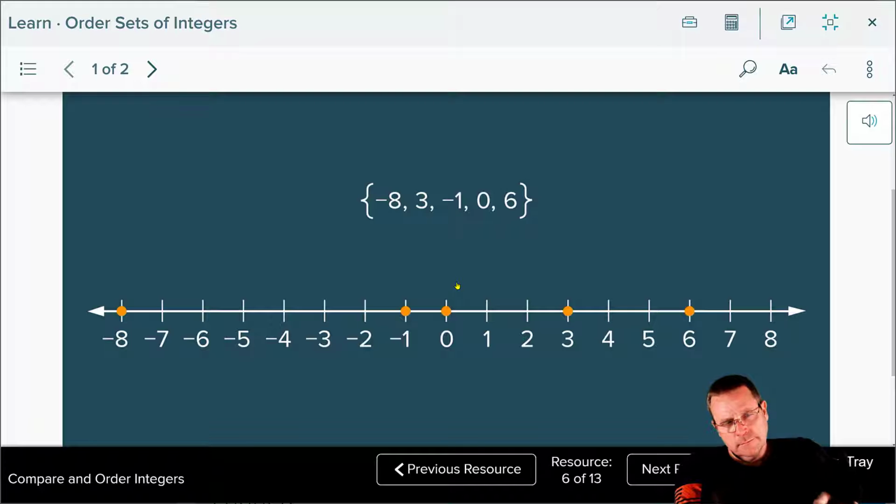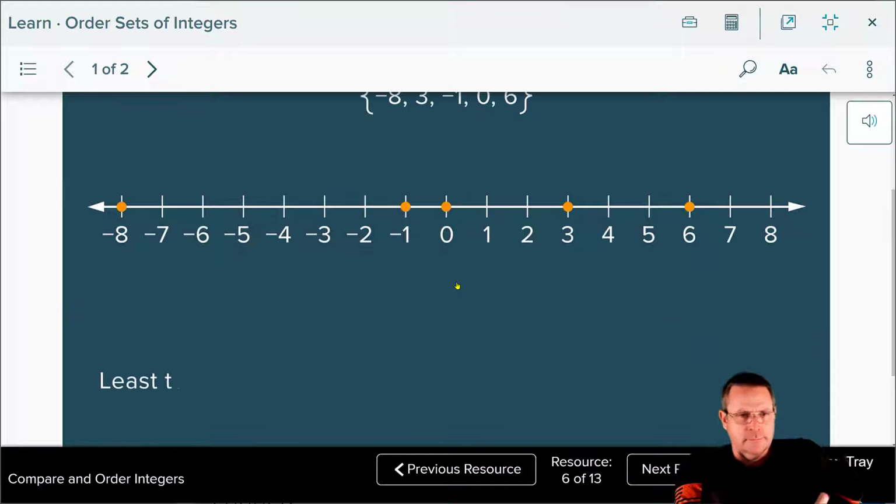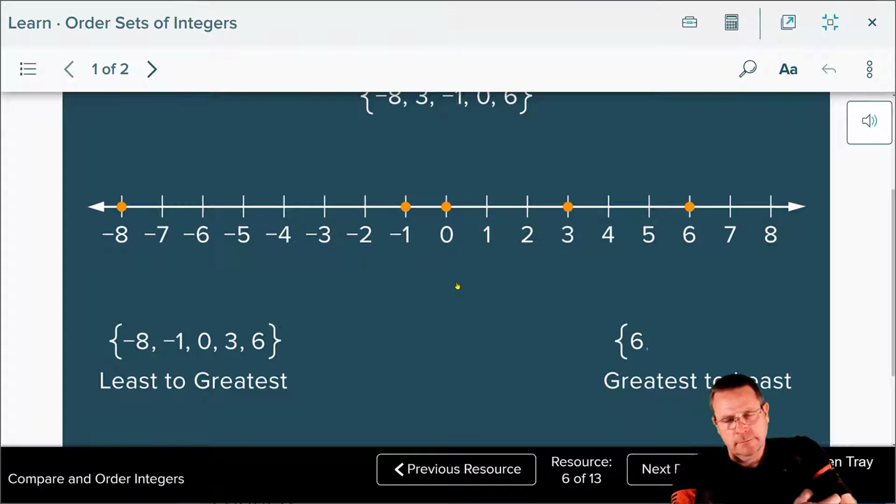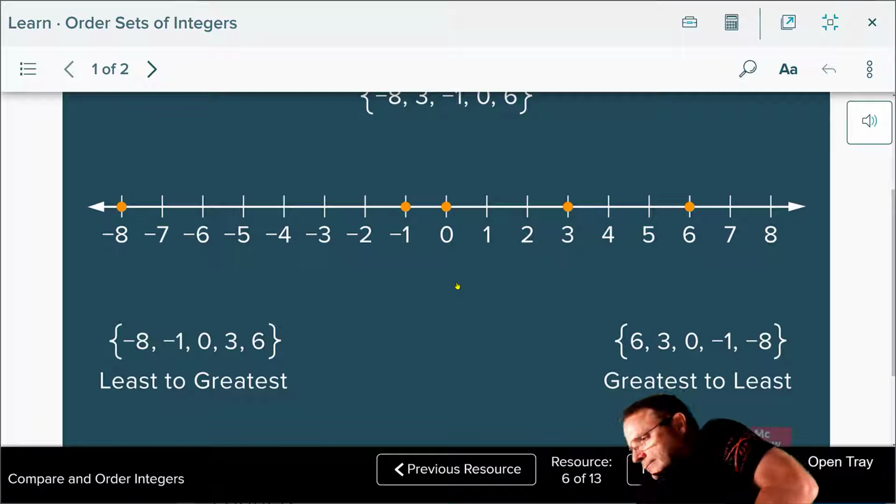Now, use the number line to write the integers in order from least to greatest. The numbers increase in value from left to right on the number line. So the order is negative 8, negative 1, 0, 3, 6. You can also write the integers in order from greatest to least. The numbers decrease in value from right to left on the number line. So the order is 6, 3, 0, negative 1, negative 8.